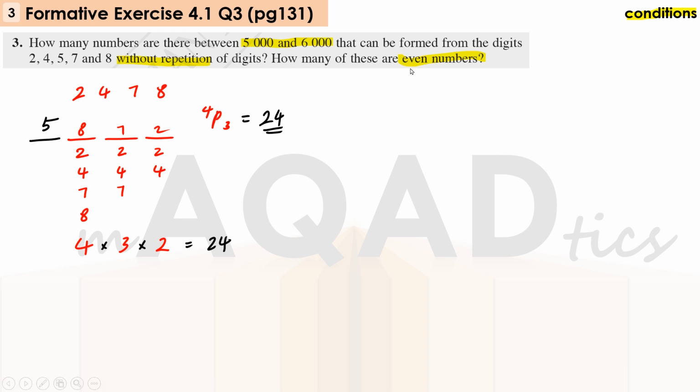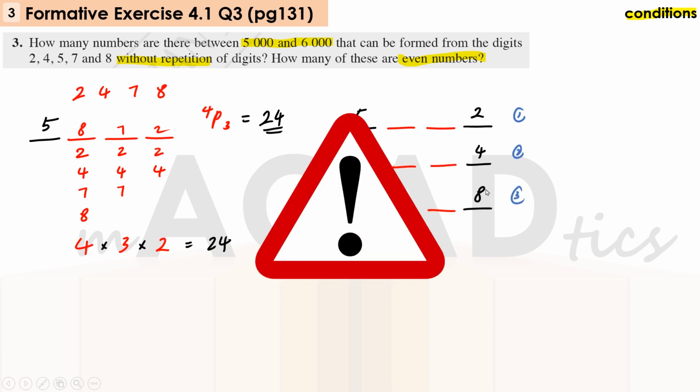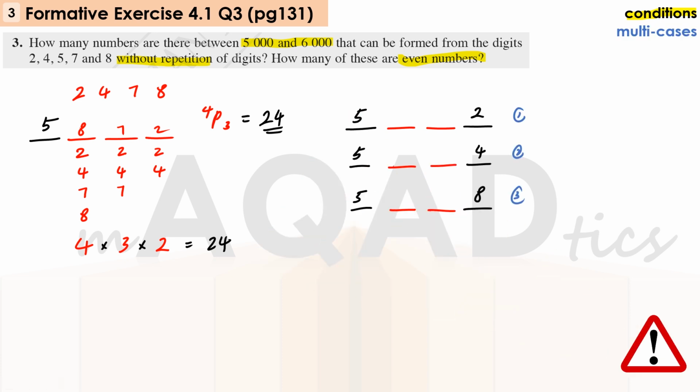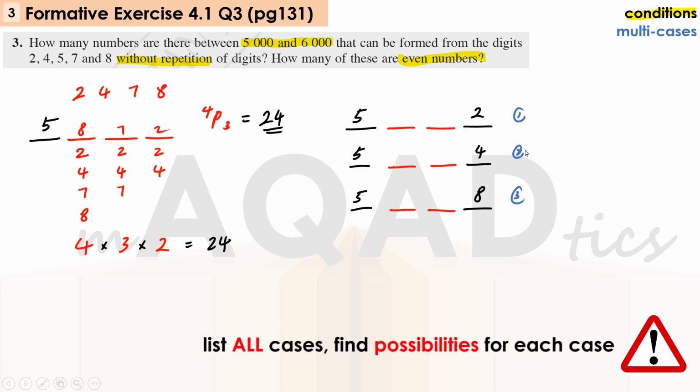And the following question is, we need to find how many of them are even numbers. So this means for the last blank space, I need to put an even number. So it's either 2, 4 or 8. Let's list down all the cases. This is actually an example of a multi-cases special case. List down all the cases, and for each case, find the possibilities.